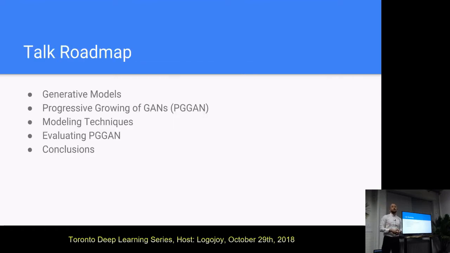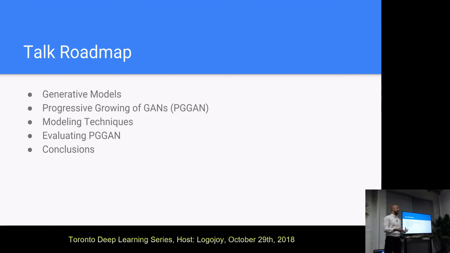In this talk, I'll go over a quick introduction to generative models and why there's motivation for having this progressive growing GANs formulation. I'll then go into the progressive growing of GANs model. There's the training of that, and then the second part is the modeling techniques portion of the paper, where they introduce some interesting normalization and variation increasing techniques that hadn't been seen before.